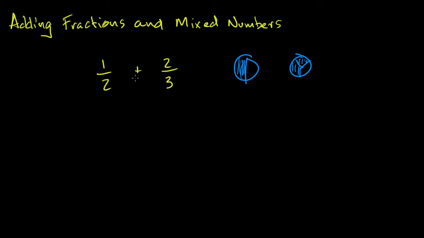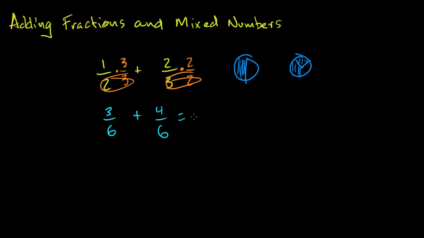To find a common denominator, we need to multiply the fraction by an equivalent fraction. I'm going to multiply this fraction by 3/3, and this fraction by 2/2. That will change the denominator to be 6 in both fractions. 1/2 times 3/3 is 3/6. 2/3 times 2/2 is 4/6.